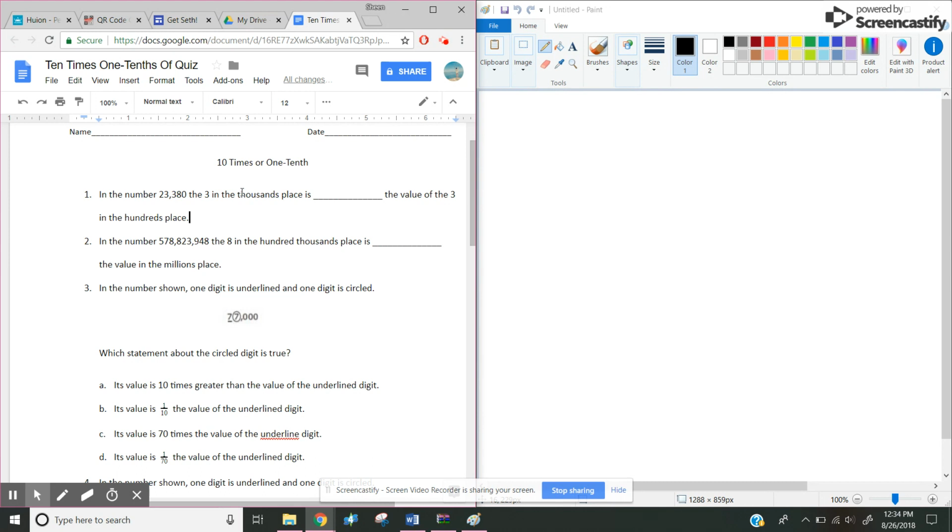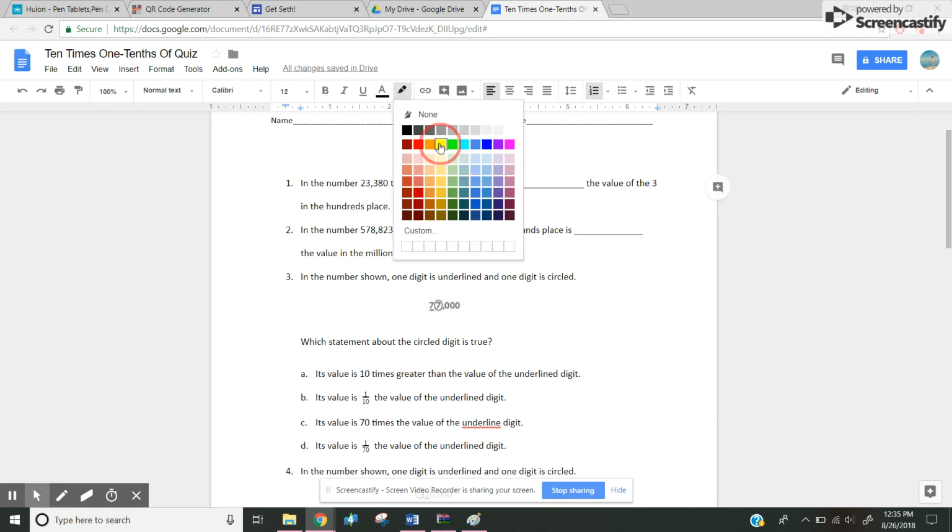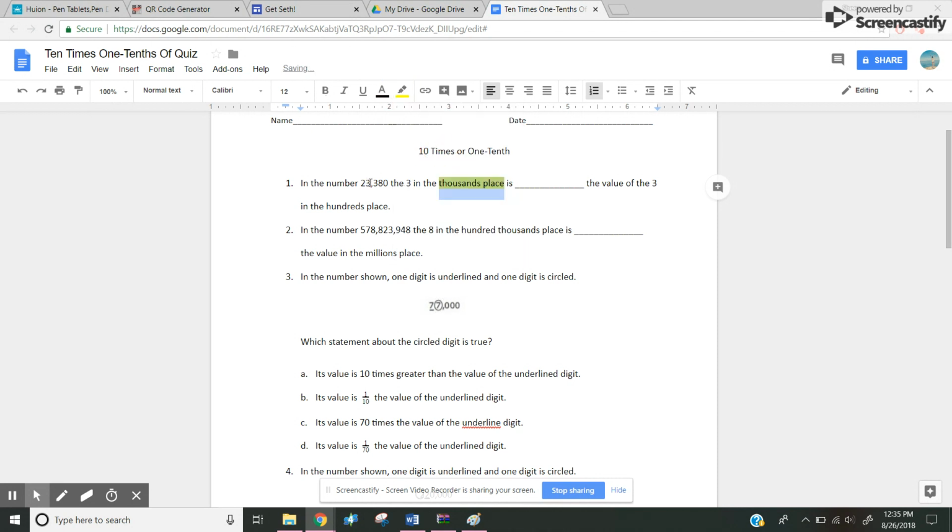Okay, well, we talked about the very first place value you see is a very important one. So in this case, it's the 3 in the thousands place. So we're going to highlight that. If I can find a highlighter. Here we go. And we're also going to highlight the 3 in the thousands place in our standard form.